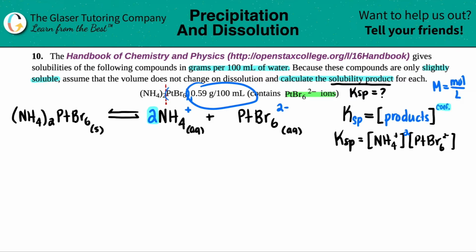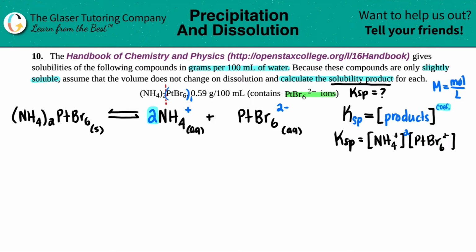But the only number that they gave us was in grams per mils. So this is now just a conversion. I somehow have to go from grams to moles, and then from milliliters to liters, and then I have the molarity. So let's do that next.